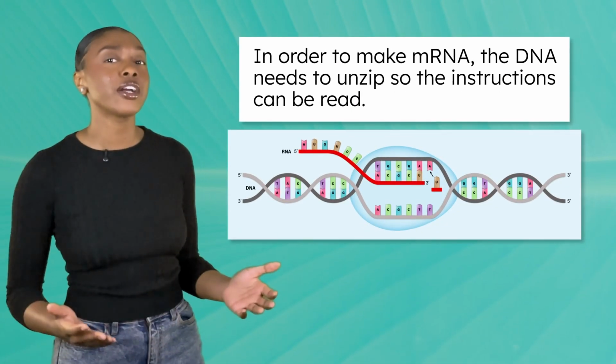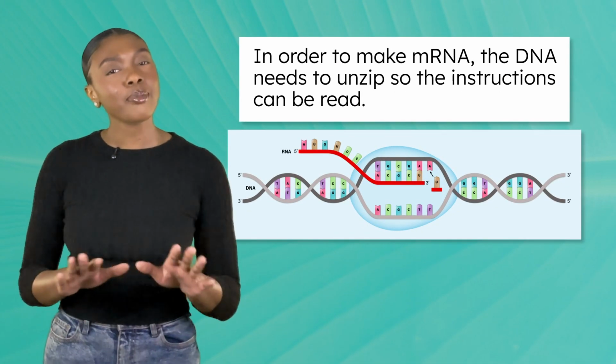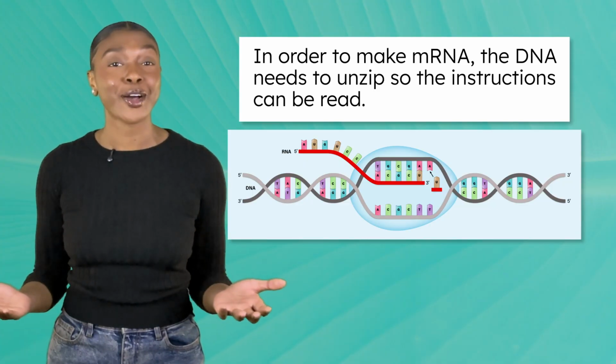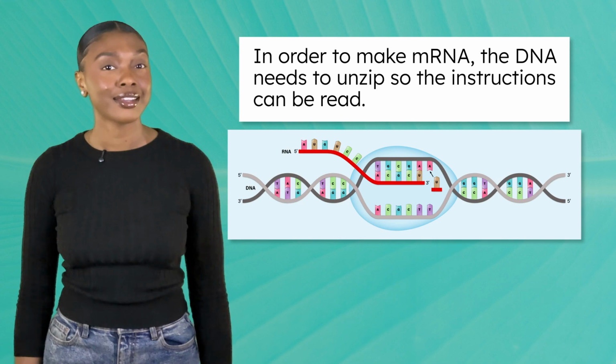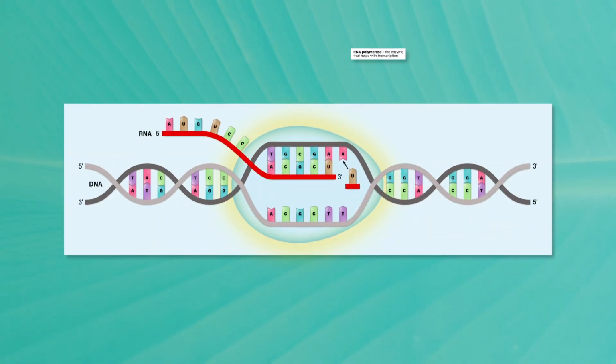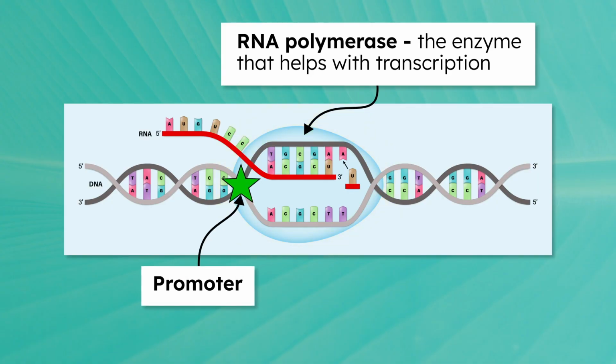In order to make mRNA, the DNA needs to unzip so the instructions can be read. Think back to the process of DNA replication. Any predictions about what type of helper might unzip the DNA? An enzyme. RNA polymerase is the enzyme that helps with transcription. It finds a starting signal called a promoter at the beginning of the gene that contains the right protein instructions. When the enzyme binds to this promoter, the DNA strands start to separate and unwind.